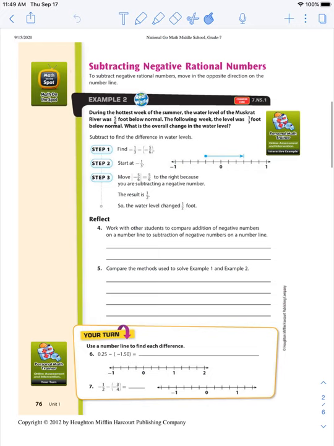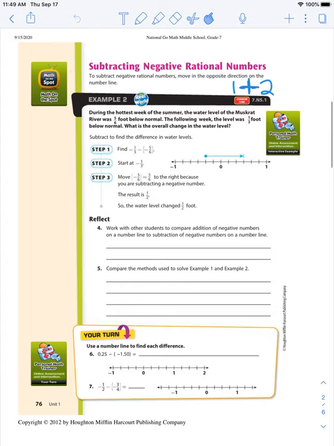All right, in the next example, we're going to work on subtracting negative rational numbers. Now, really important thing here, remember, subtracting a negative, so say I have 1 minus negative 2, that minus negative turns into a plus positive, and then we just have regular old addition. All right, so let's look at our real-world example. During the hottest week of the summer, the water level of the Muskrat River was 5/6 foot below normal. The following week, the level was 1/3 foot below normal. What is the overall change in the water level?